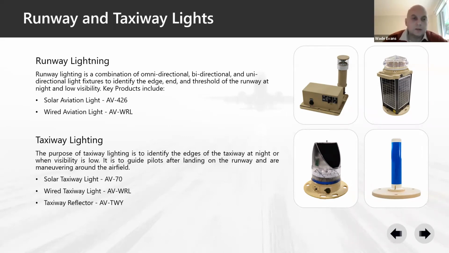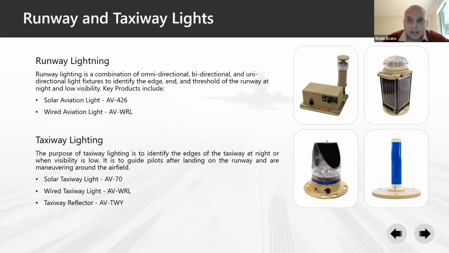From runway lighting, we then move on to taxiway lighting. The bottom images are our taxiway fixtures, and taxiway lighting is really designed to map the edge of the taxiway at nighttime or low visibility requirements. It's really to guide pilots after landing. The three components of our taxiway lighting range for HMALS applications are the solar taxiway light, the AV-70, the AV-WRL, which we mentioned before, and also the taxiway reflector.